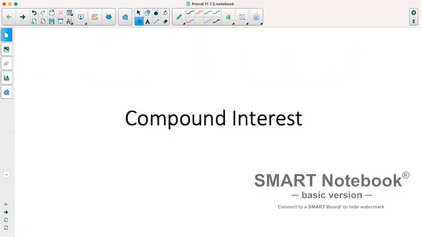Hi, today we are looking at compound interest. So compound interest is when you invest money, you earn interest on that money, and then the new interest in the next period is applied to both what you initially invested and the money that you've earned from other interest.